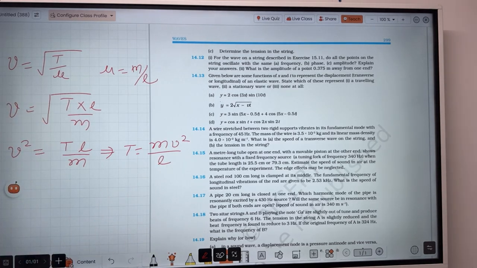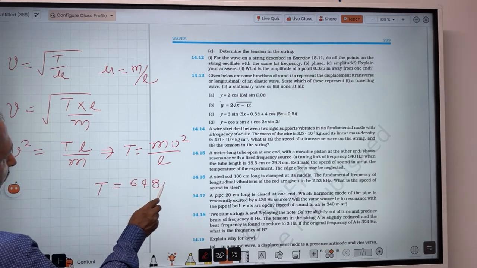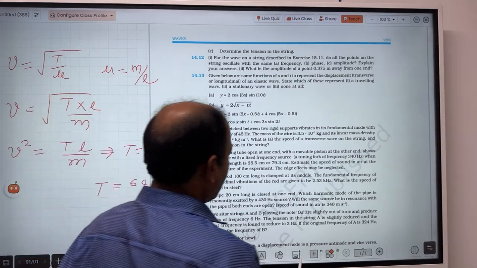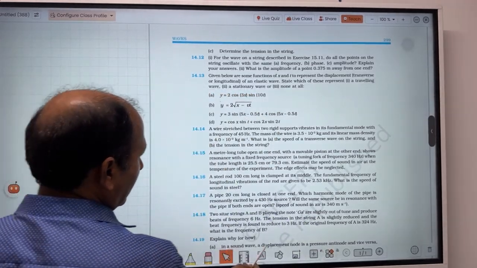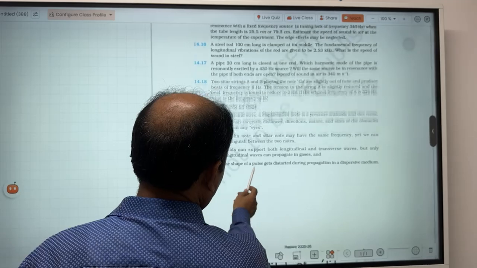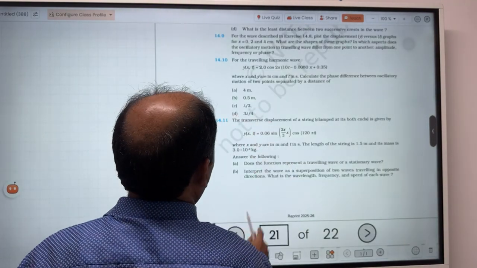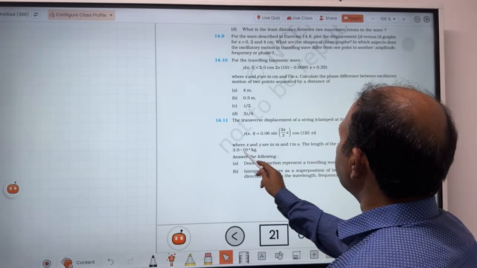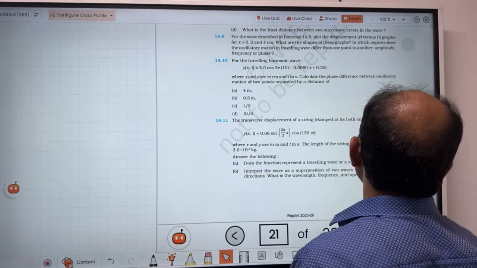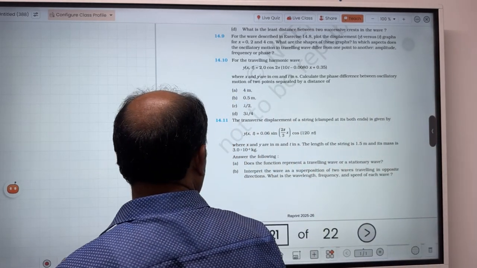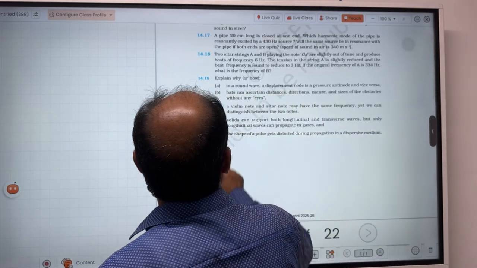We can put the values given in the question. After putting those values, we will get T equals 648 Newton. Here we need mass and length. You can see in the question, it's given. What is mass? Mass is 3 into 10 power minus 2 kg, and length is 1.5 meters. So from here you can easily evaluate.